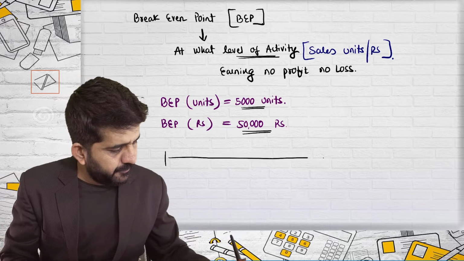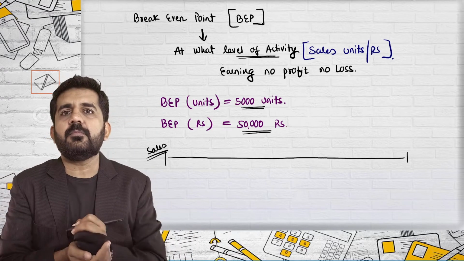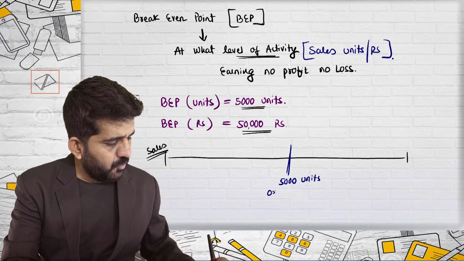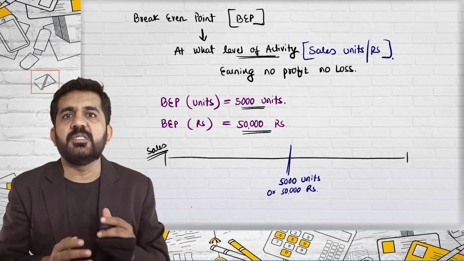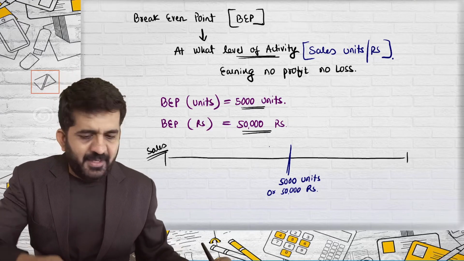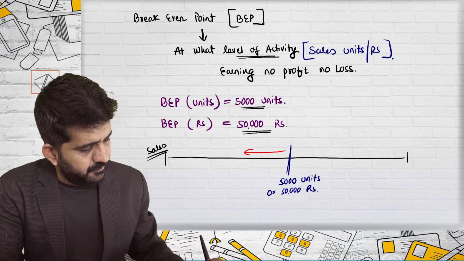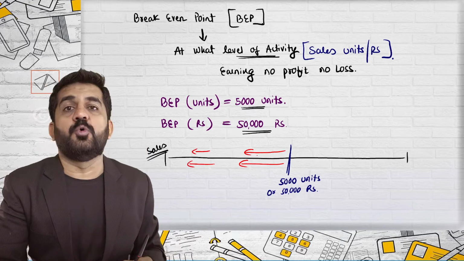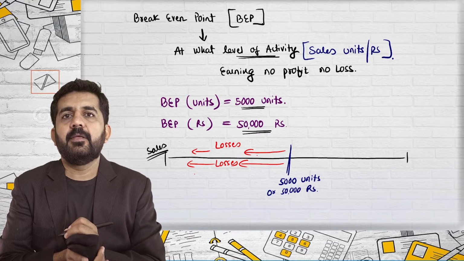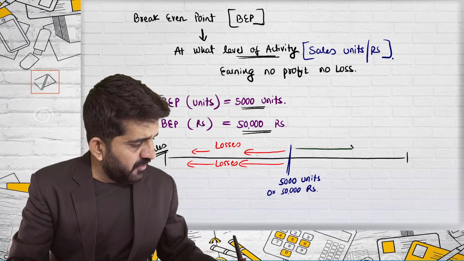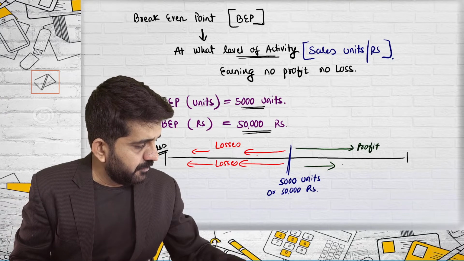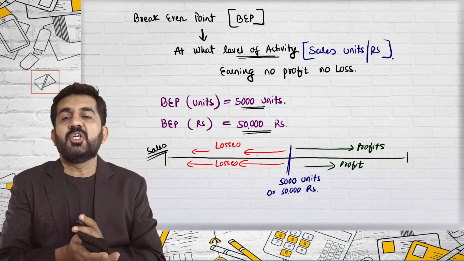Try to concentrate. This is the sales line. And this is the break-even point, 5,000 units or 50,000 rupees. Where does this help me? If my sales per annum will be less than 5,000 units or 50,000 rupees, I will be incurring losses. If I will be selling more than 5,000 units or 50,000 rupees, I will be having profit. So it is important to find out.